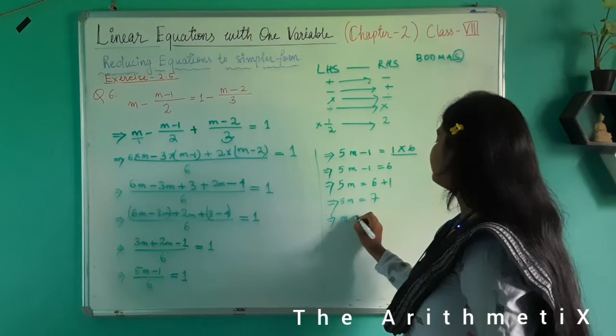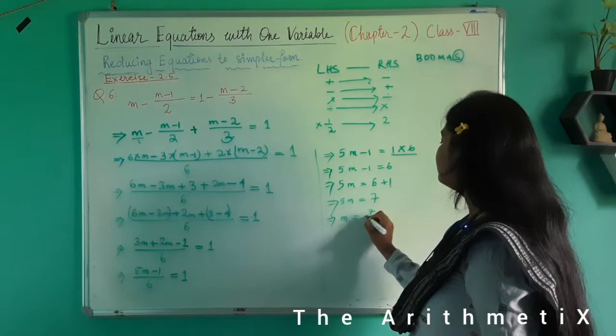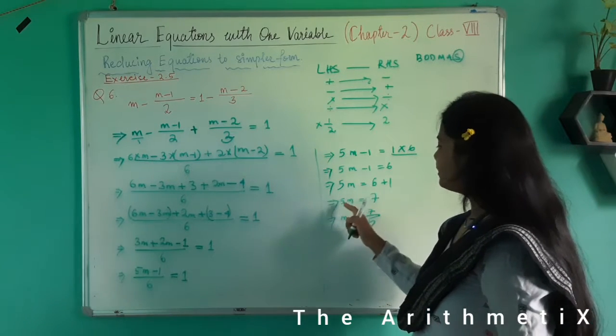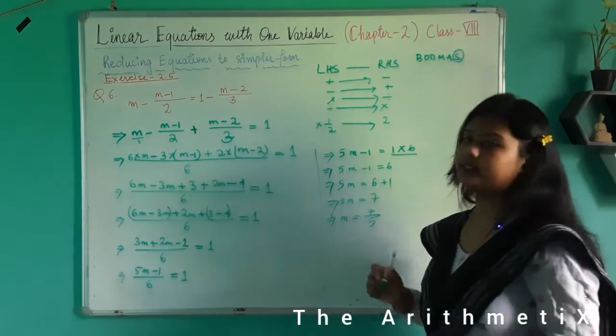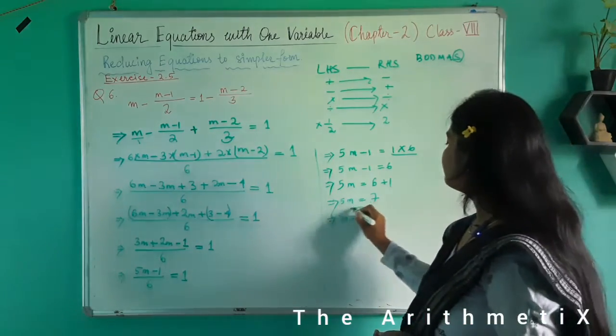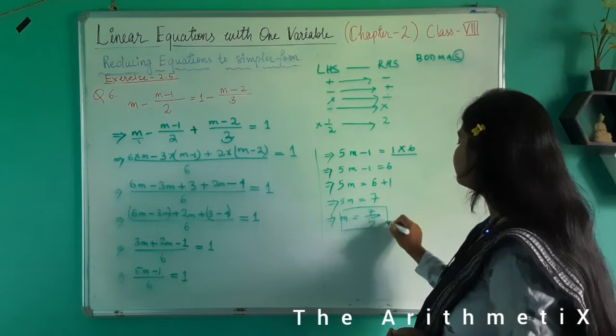So 5m equals to 7. So what will be m here? This will be 7 divided by 5. 5 was multiplied and will be divided here. So this is the result, or value, of m in this equation.